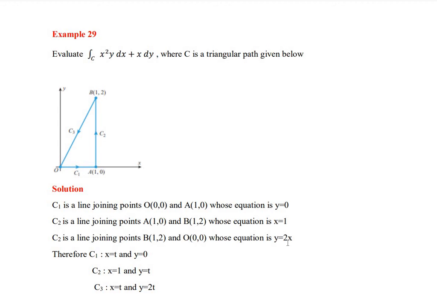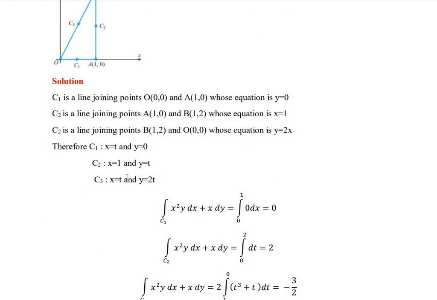We can find that equation using the formula for the equation of a line joining points (x1, y1) and (x2, y2), that is y - y1 = (y2 - y1)/(x2 - x1) times (x - x1). When you use that, you will get y = 2x. You can find the parametric equations. So for C1, y = 0, but x can be any value, so x = t. The parametric equation for C2 is x = 1, but y can be any value.